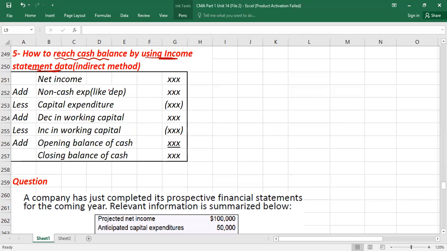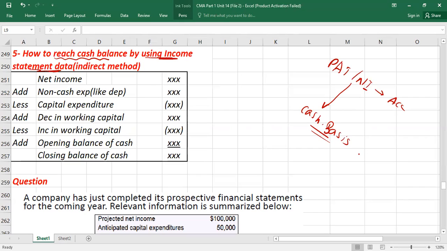So guys, in your exam question, he may give you net income. Here you are going to convert profit after tax, which is also called net income. This is always on accrual basis. So from this value, you are going to move to the cash basis, and for that, you are going to do some adjustments. Okay, so this is called how to reach cash balance by using income statement data.